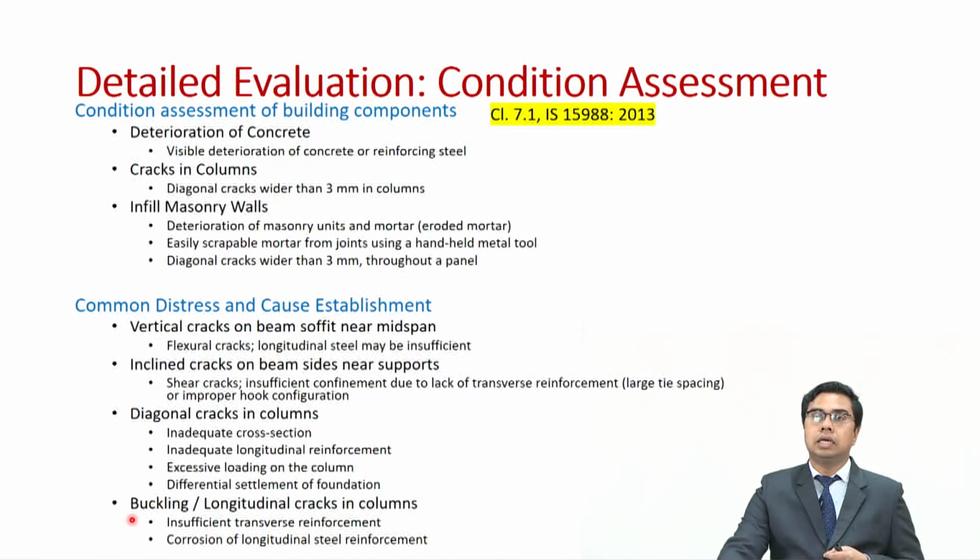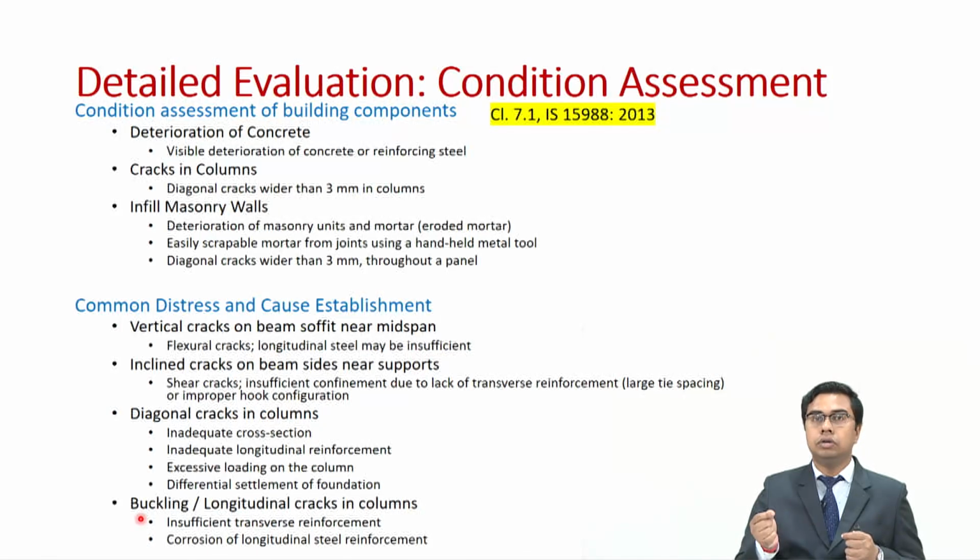Sometimes these can be a combined effort of all these regions. For example, if your transverse reinforcement is insufficient, then it will provide less confinement, it will lead to buckling or longitudinal cracks in the column. If there is some crack, then the ingress of water or moisture will be very easy, which will lead to the corrosion of longitudinal steel.